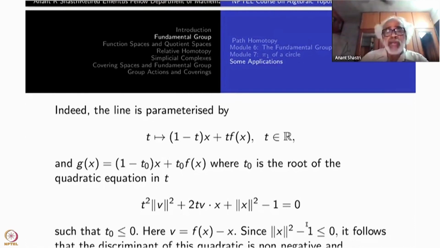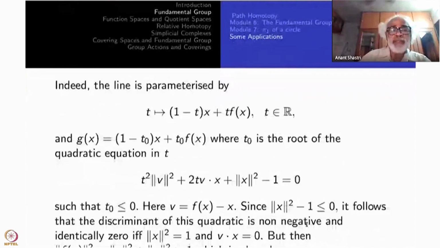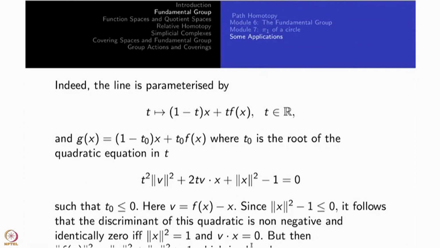So since norm x squared minus 1 is negative or non-negative, because x is inside the circle, in the disk of radius 1, it follows that the discriminant of this quadratic equation is non-negative, and identically 0 if and only if norm x squared is equal to 1. This is 0. And v dot x is also 0. B squared minus 4ac being 0 means both of them must be 0.